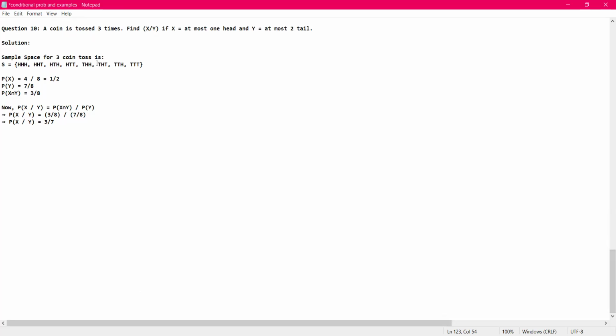Now we will calculate the conditional probability. P of X given Y equals P of X intersection Y divided by P of Y. Already we know the number of common elements between X and Y. P of X intersection Y is 3 by 8, divided by probability of Y. What is the value of probability of Y? 7 by 8. So probability of X given Y equals 3 by 7. So this is the conditional probability concept, guys. Hope everyone understood and got a clear understanding.